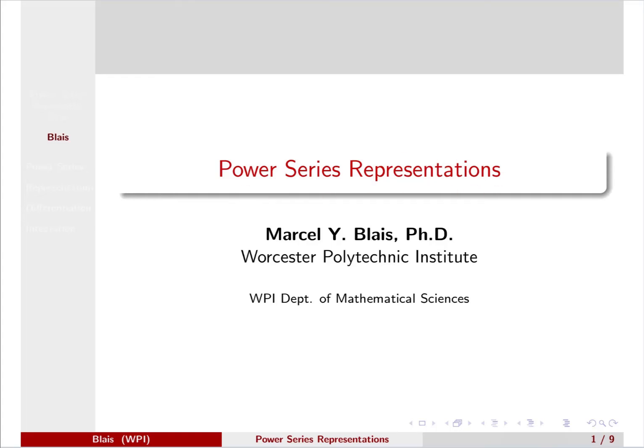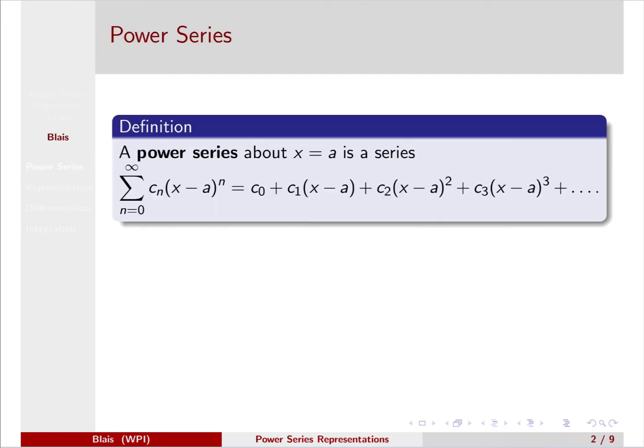In this lecture, we will be studying power series representations and how you can work with them. So recall, a power series about x equals a is an infinite series of this form: the sum n goes from 0 to infinity of the coefficient c sub n times the quantity x minus a to the n. The first several terms are written out here, and we think of it as an infinite degree polynomial in x minus a. And recall that such a series has an interval of convergence associated with it.